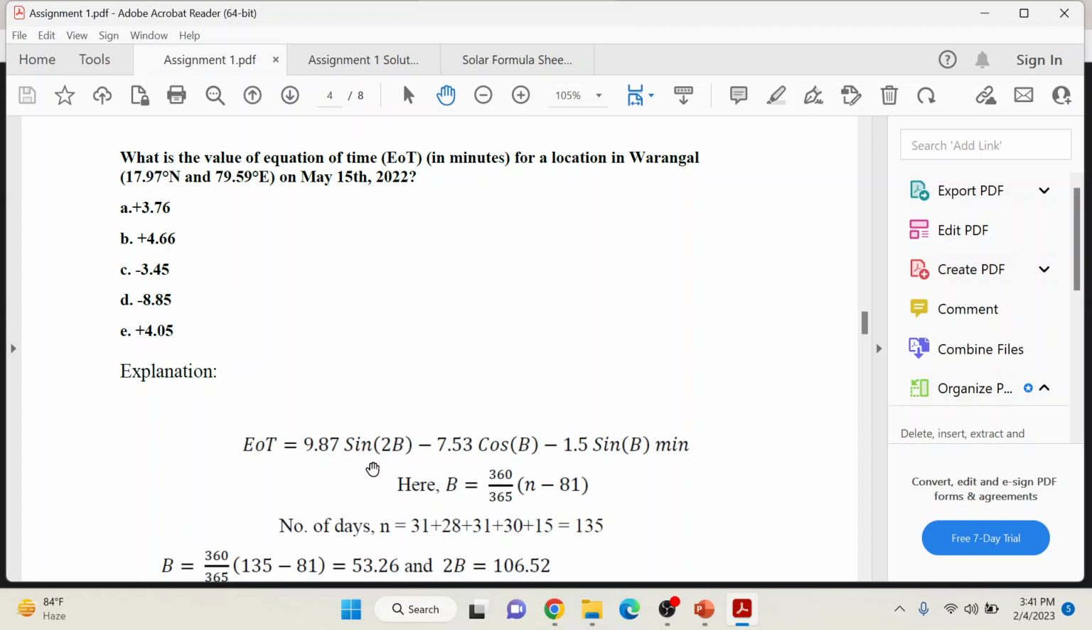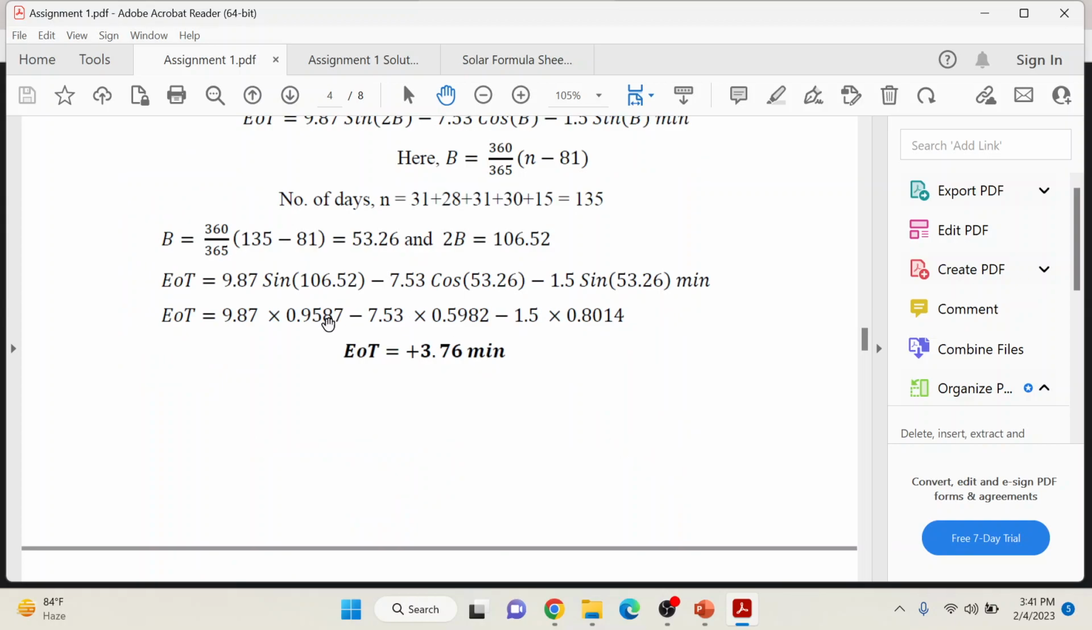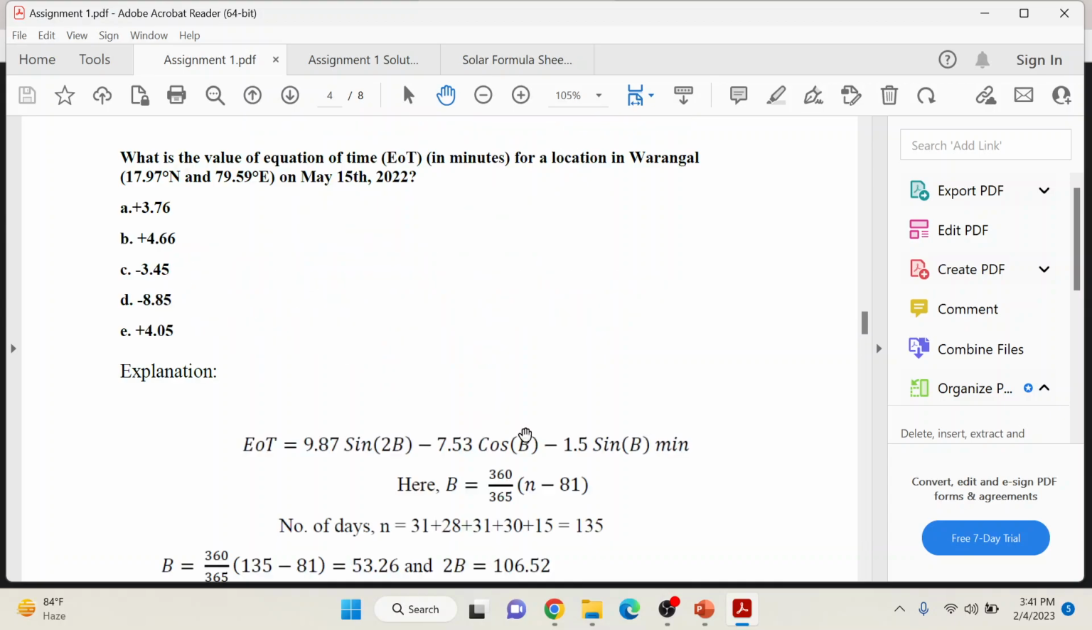Okay, and then the sine 2B, cos B and sine B, with values 106.52, 53.26 and 53.26. We calculated these values, and the equation of time is plus 3.76 minutes. Again I'm repeating, we have the formula, we have the coefficients. Generally we consider the 3 starting coefficients. This is positive, this is negative because of this formula.